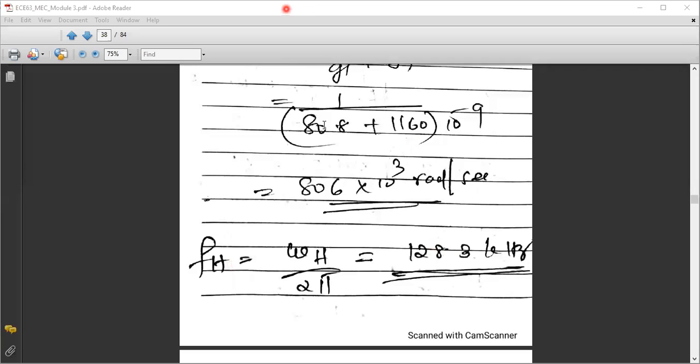Any doubts, students? Today itself, just work on this particular problem. If you have any queries, you can ask me. This is very important.